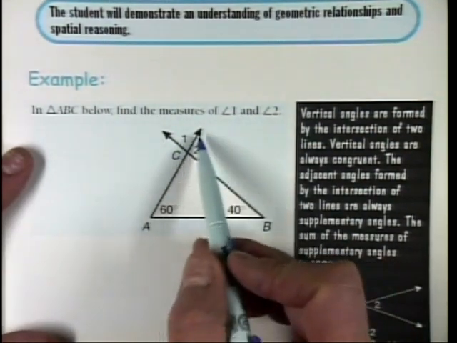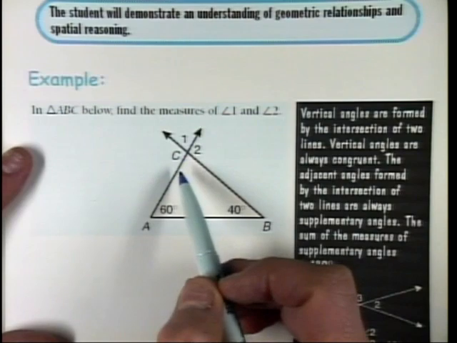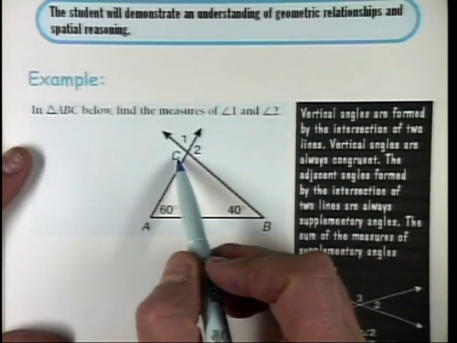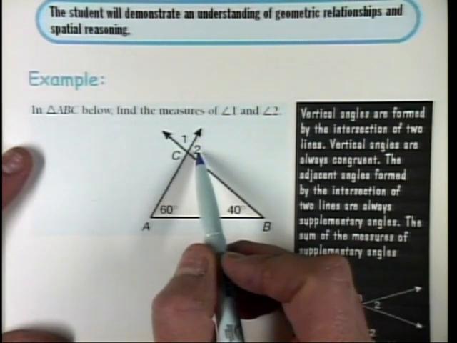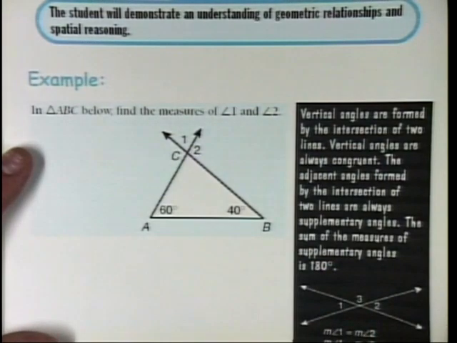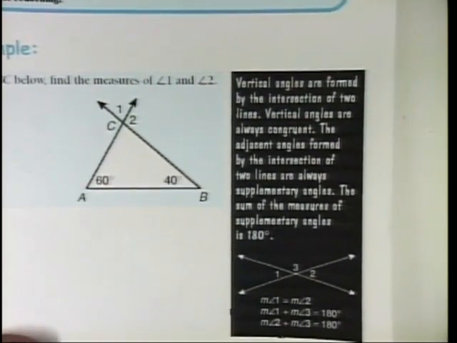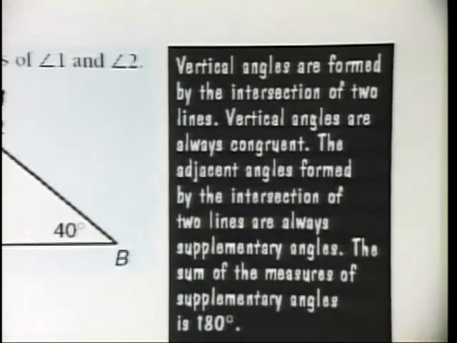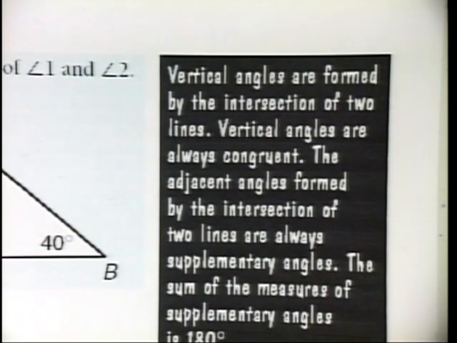Okay? Now notice that these two lines also intersect right here. So I have angle C right here the way it's labeled, and angle 2. Those are opposite from each other. Those are called vertical angles, if you remember. Let's review vertical angles briefly here. Vertical angles are formed by the intersection of two lines. Vertical angles are always congruent. That means they have the same measure, remember.